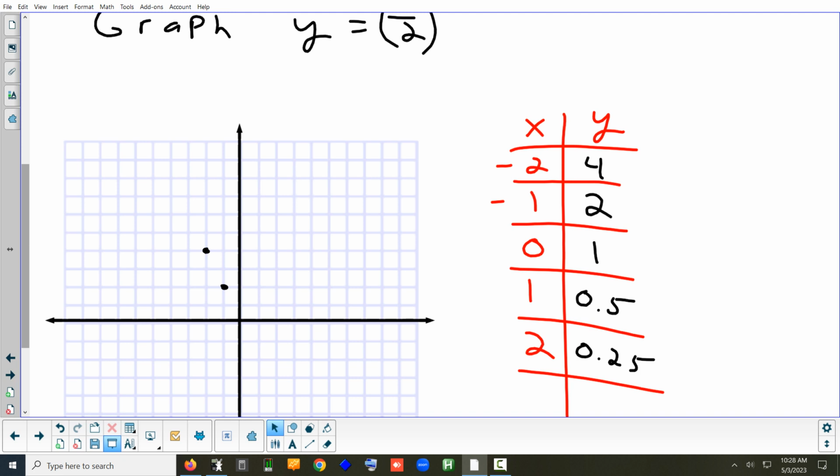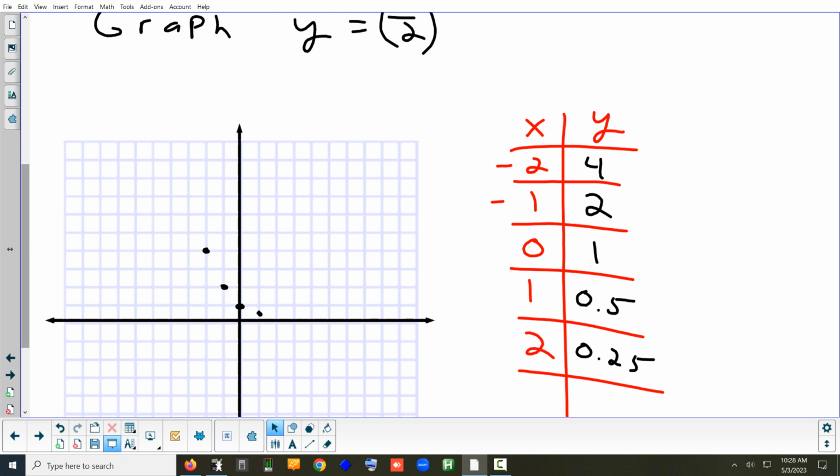Brady, how do I graph that? 0, 1, go to 0 on the x, where all the lines intersect in the middle, and you go up 1. Okay, so now I think we're starting to see a curve a little bit. Emily, how would I graph my next point? You go to the right 1 and go halfway up.